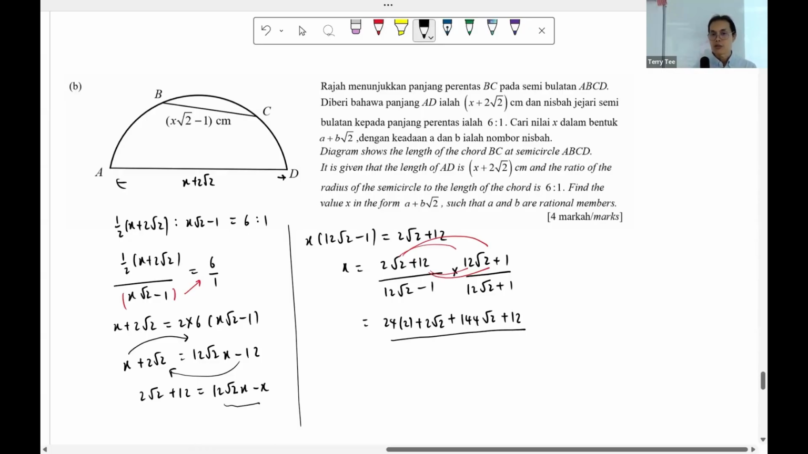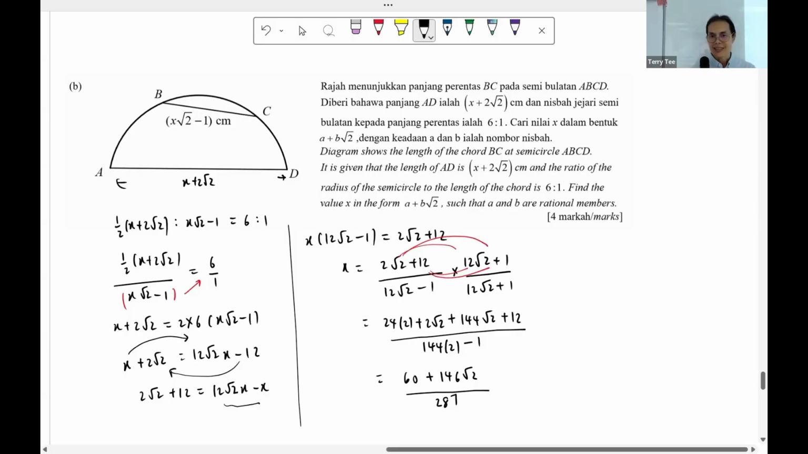You divide by the bottom part, which is (a − b)(a + b). When you square it, 12 squared is 144, √2 squared is 2, minus 1. Can we simplify further? 24 times 2 is 48. 48 plus 12 is 60. And then you have 2√2 plus 144√2, which is 146√2. 144 times 2 is 288. 288 minus 1 is 287.